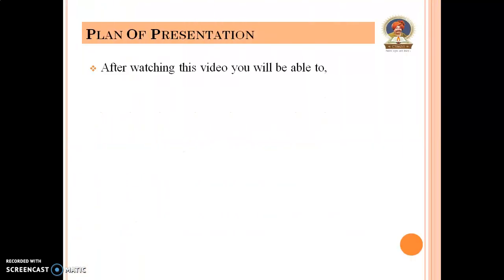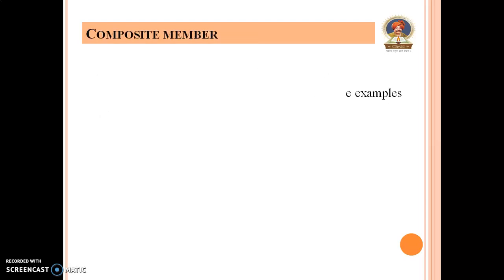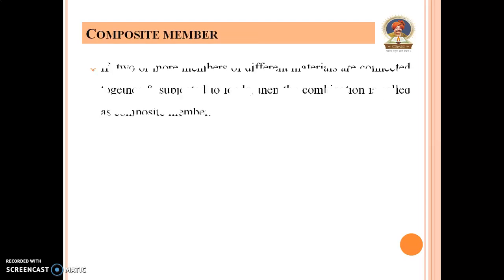After watching this video, you will be able to understand the stress and strain in composite members and solve the examples based on composite bars. Composite member: if two or more members of different materials are connected together and subjected to a load, then the combination is called a composite member.